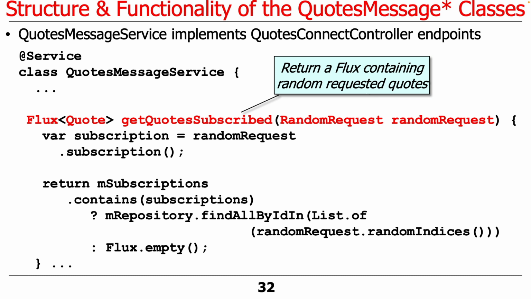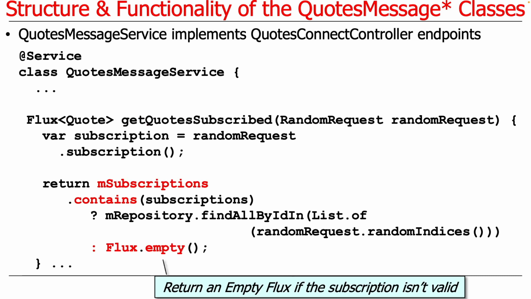This is a more interesting method. This is the one that gets quotes if you're subscribed. And so what happens here is it's going to first grab the subscription out of the request. The random request is something we'll talk about later. Random request has got a subscription, and it's also got an array of random indices. These are basically indices into the database that keeps track of Shakespeare quotes. We use indices as a way to get random locations there.